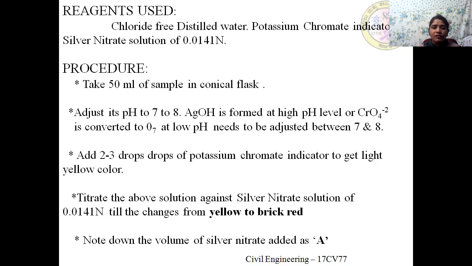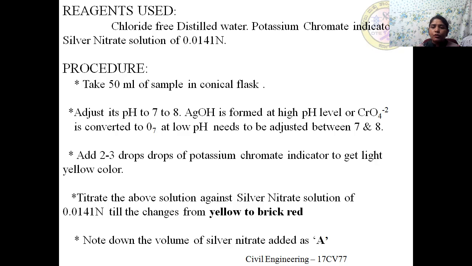In case the pH is acidic, you need to add base and adjust it to between 7 and 8. In case the sample is basic or alkaline, you need to add acid and adjust the pH between 7 and 8. The pH is determined using a pH meter, which needs to be calibrated, and the pH of the given water sample is adjusted by adding acid or a base. Once the pH is adjusted between 7 and 8, we proceed with the titration process.